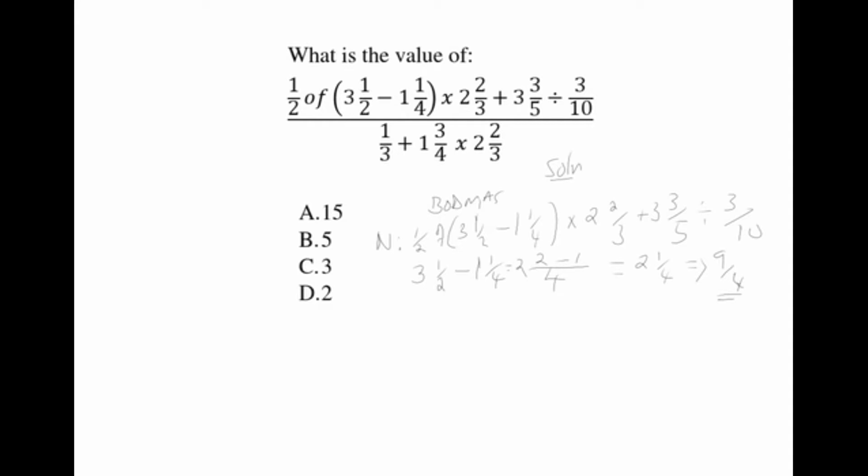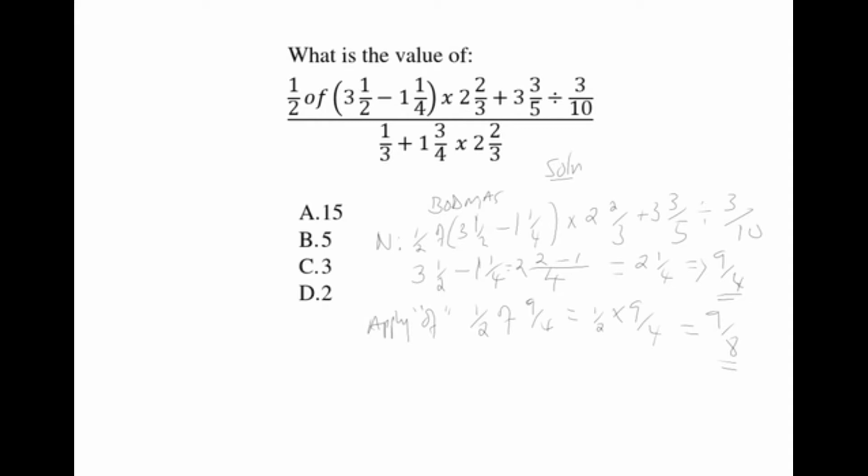Then next we are going to go to the half. So we apply the half sign. The half will be a half of what we have gotten when we calculated the brackets, which is 9 over 4. So this gives us 1/2 times 9/4, and this will give us 9 over 8.